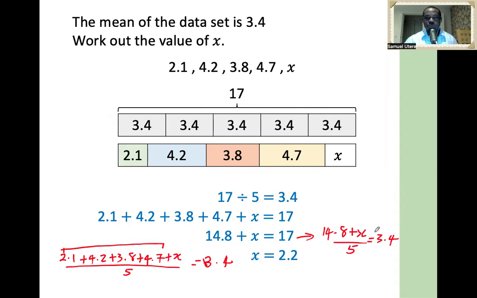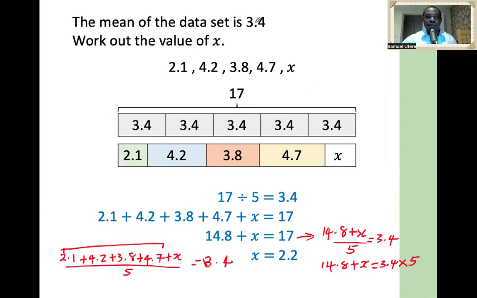All right. So the inverse operation of dividing by 5 is to times by 5. So 14.8 plus x will be equal to 3.4 times 5. So this is another way of understanding it apart from the way I have explained it here.